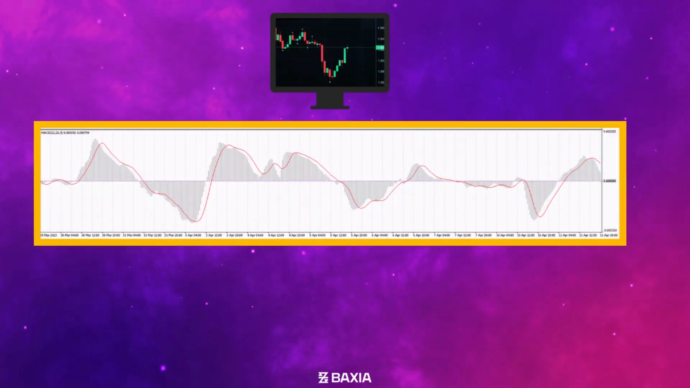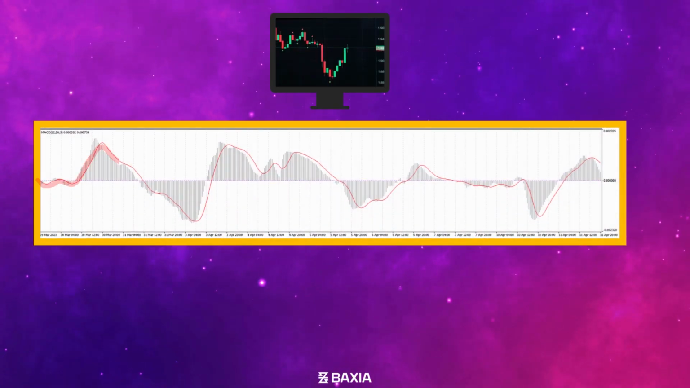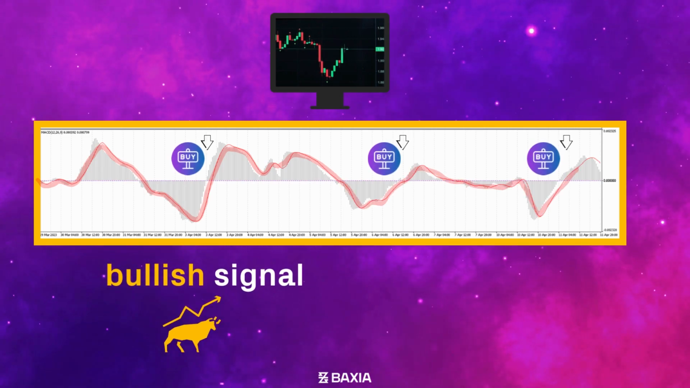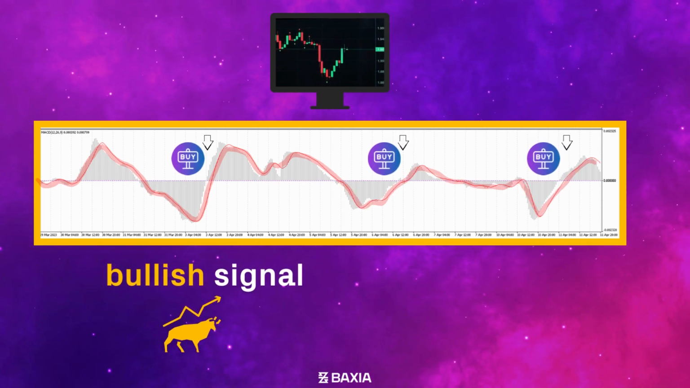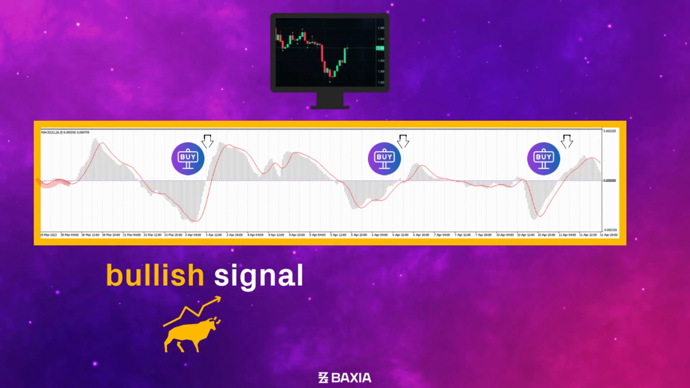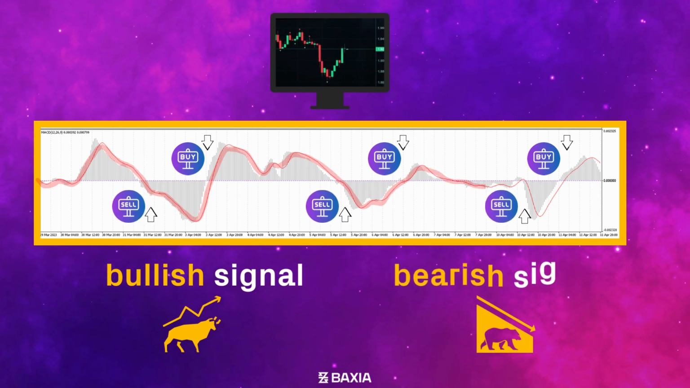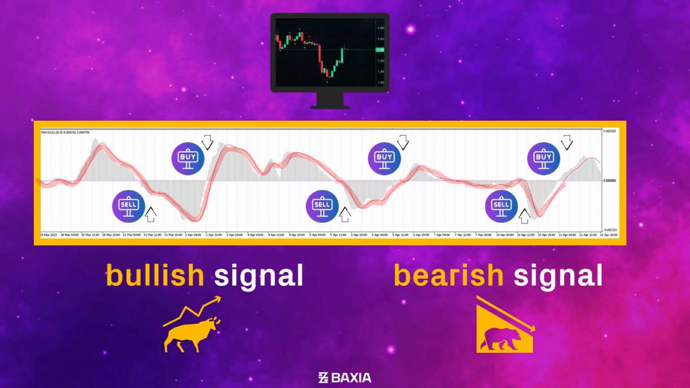For example, when the MACD line crosses from below to above the signal line, it is a bullish signal indicating that it might be time to buy. On the other hand, when the MACD line crosses from above to below the signal line, it is a bearish signal indicating that it might be time to sell.